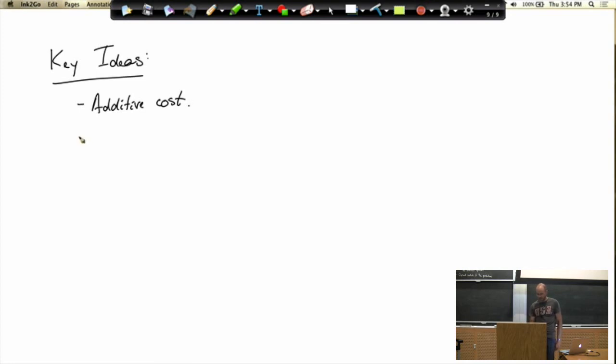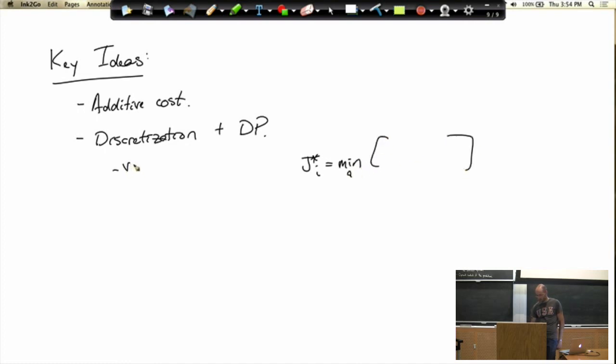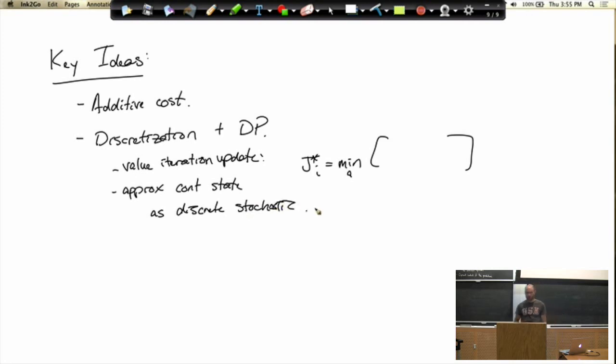Then, of course, the solution by discretization plus dynamic programming is important. The value iteration update that I wrote down, J star I equals min over A, this value iteration update, that's important. If you haven't seen that before, make sure you think a little bit about why that's the right thing we wrote down. And even for the stochastic case, the idea that we can approximate a continuous state as a discrete stochastic state, a stochastic problem, I encourage you to think a little bit more about that, and I'll give you some things to think about in the notes and on the problem sets, okay?